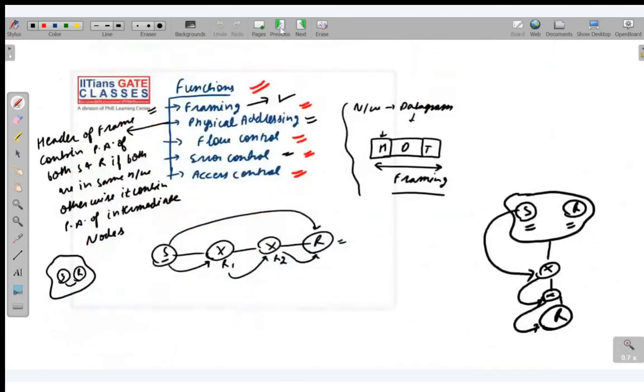And in the data link layer, I have told you about framing. Framing means the header carries the physical addressing. Physical addressing means the header of the data link layer will contain the physical address of the sender as well as the receiver if both are in the same network. Otherwise, it will contain the physical address of intermediate nodes. So that is physical addressing at the data link layer.